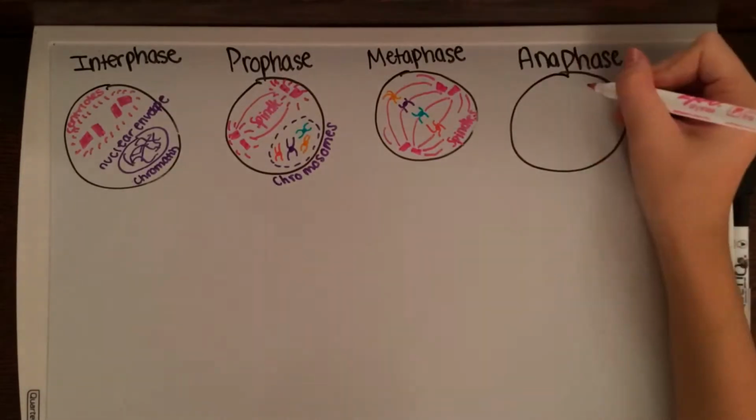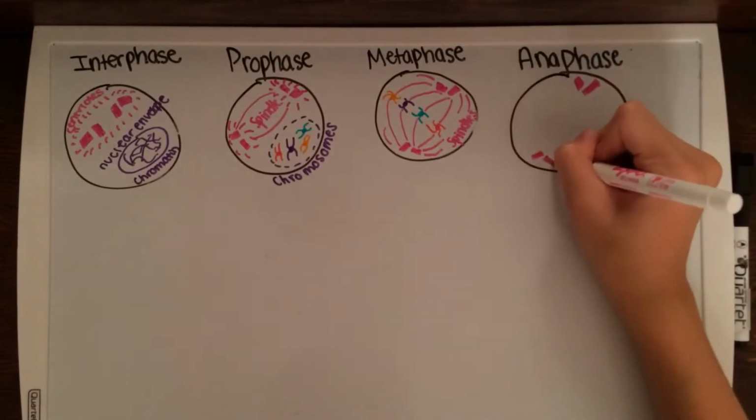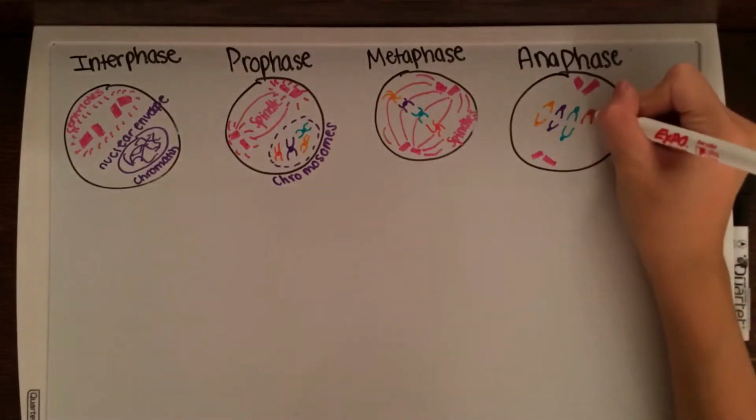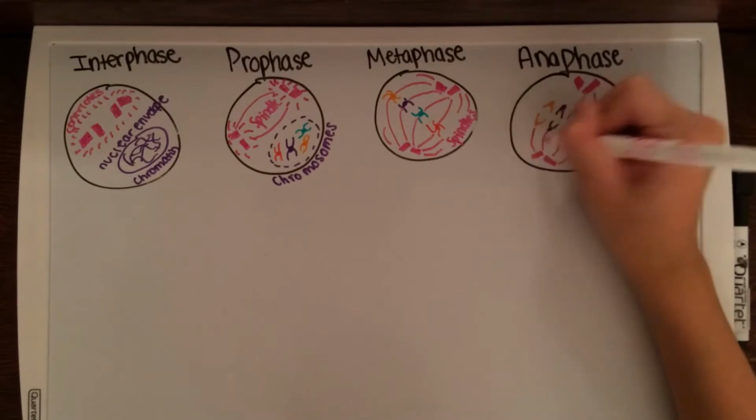Anaphase is the 3rd phase of mitosis. During anaphase, the centromeres joining the sister chromatids split. The sister chromatids separate into individual chromosomes and are moved apart in 2 groups.